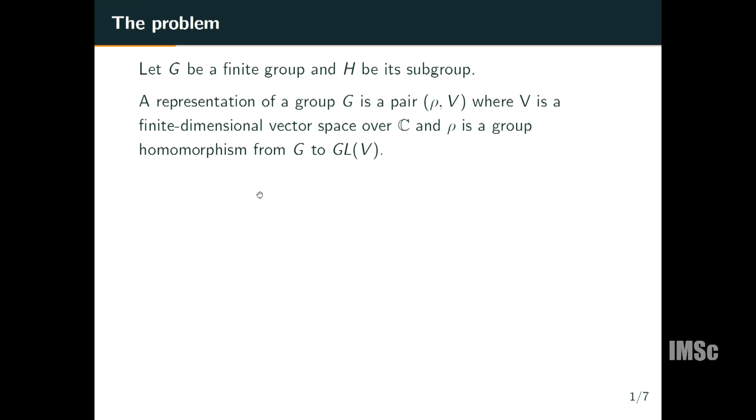And by a representation of a group G, I mean a pair (rho, V), where V is a finite dimensional vector space over C and rho is a group homomorphism from G to GL(V), where GL(V) is the set of all invertible operators on V.